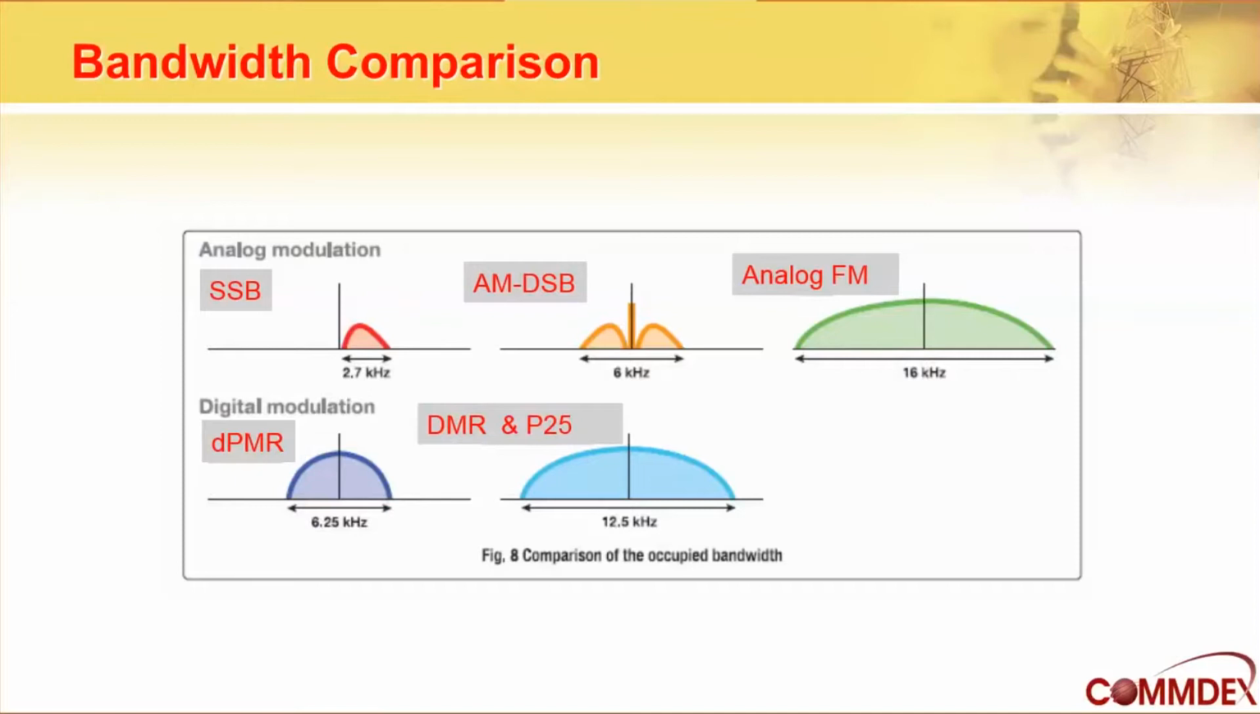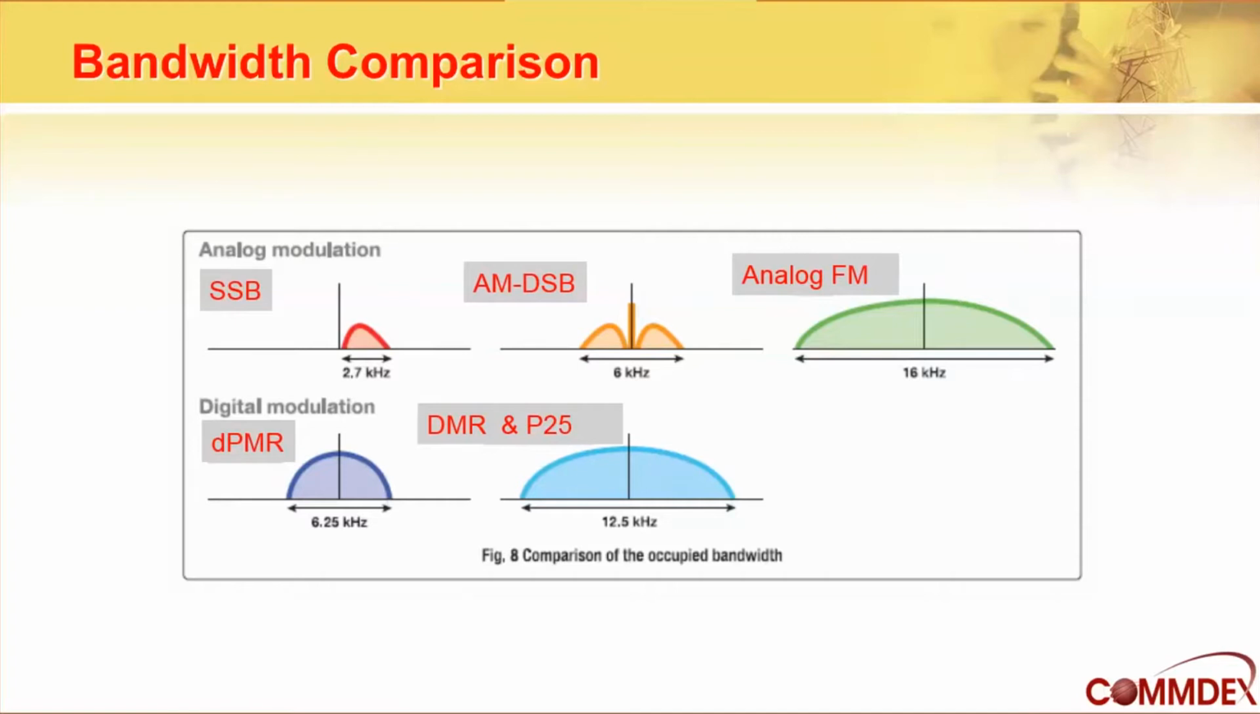How does the bandwidth compare with some of these different modulations? Well, on the top we have some analog modulations. Single sideband, which is used mostly in the HF bands, has a bandwidth of about 2.7 kilohertz, a lot narrower than we're used to seeing in the FM world. If it was double sideband, that goes to about 6 kilohertz. Our analog FM, which was our predominant method years ago, 16 kilohertz bandwidth.